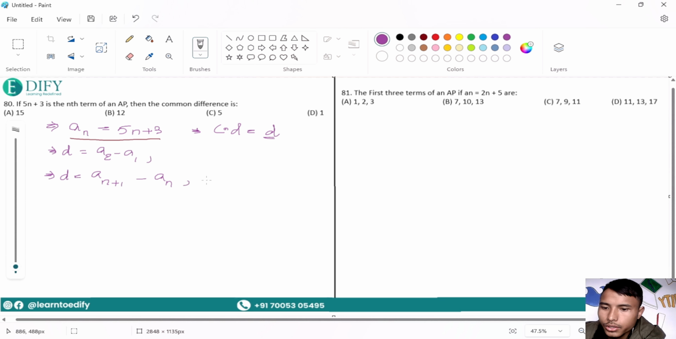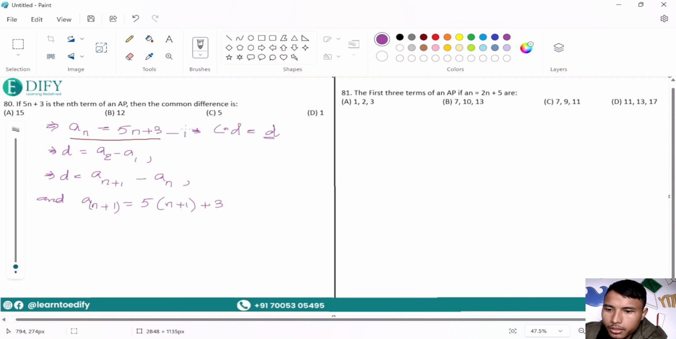Okay. Replace n with n plus 1. So a of n plus 1 is nothing but putting n plus 1 in the bracket. So a of n plus 1 equals 5 times n plus 1, plus 3.